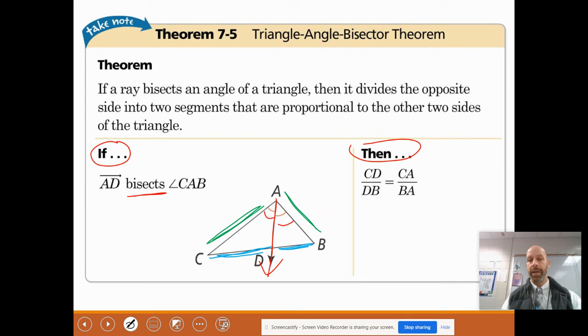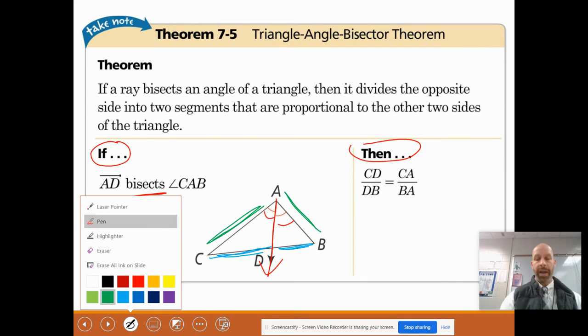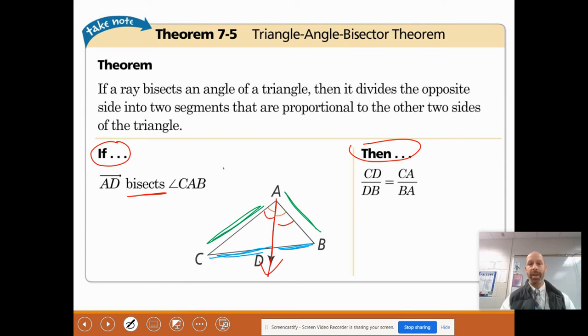Okay? So I'm going to put in some numbers here. Actually, I'm not. I don't want to screw this up and then make more confusion. So if this ray AD is an angle bisector, in other words, it divides angle CAB into two congruent angles, then what it does is it divides that opposite side and then the adjacent sides proportionally. I think probably the best way to do this one again is to just look at an example.